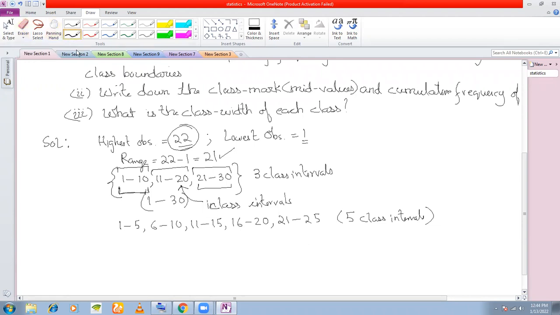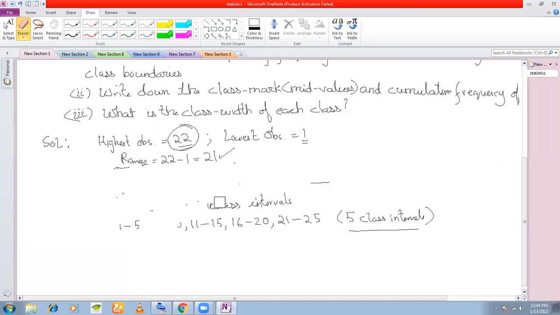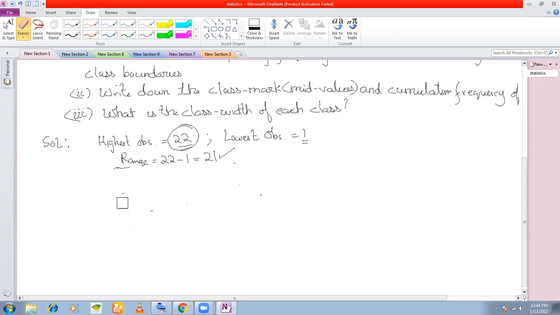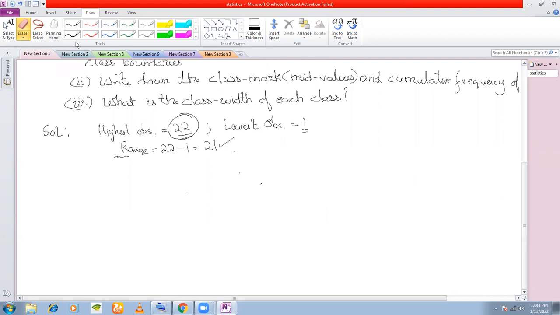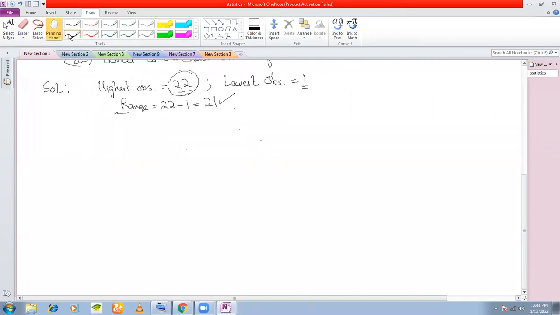So what I do is I choose at least 5. 3 class intervals is too few. So therefore 5 class intervals would be good enough for me. That is what I do: I choose these class intervals. Once I choose these class intervals, all this work I'm going to do in rough. Once I choose these class intervals, I'm going to make my table, in which I'm going to do my tally marks. This table you're going to draw with a scale.